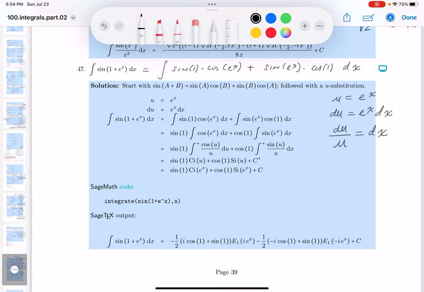Right, let me write that down, see if it helps me at all. So what do you get? This equals sine of 1 times the integral of cosine of u, and dx would be, oh, look at that, du over u. Plus cosine of 1, and then you're going to get sine of u over u du.